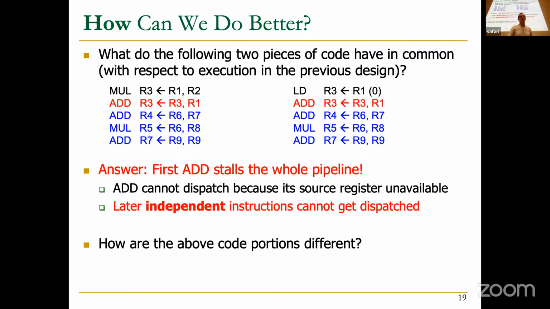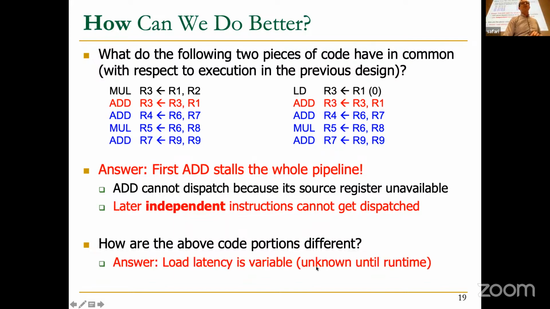So I should also mention that these 2 code portions are different in the sense that load latency is actually very different potentially, right? Load latency is quite variable. It's actually unknown until runtime. And this causes more problems. So multiply latency may be known. It may be all multiplies take 4 cycles or 8 cycles. But load latency will depend on where you will service the load from. Will it come from the L1 cache, L2 cache, L3 cache, main memory?